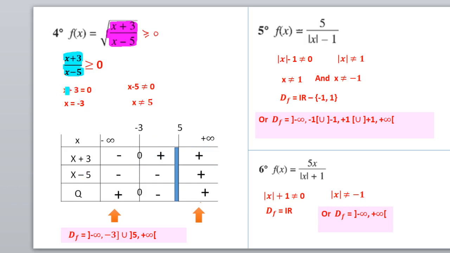X plus 3. What makes x plus 3 zero is minus 3. So x plus 3 equals 0, and x is minus 3. Okay, so we write it on the number line here, or on the table.